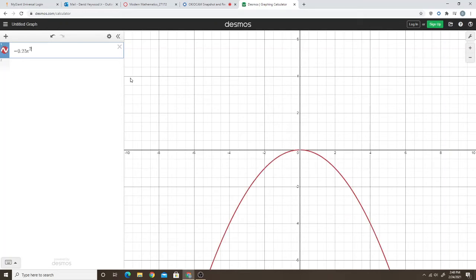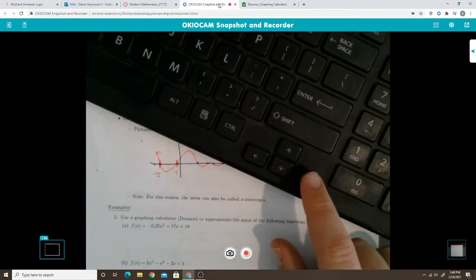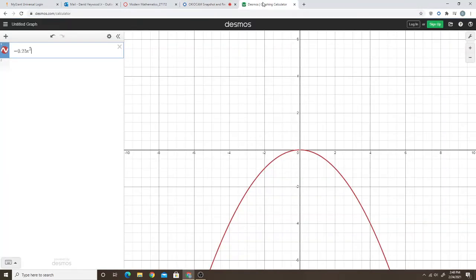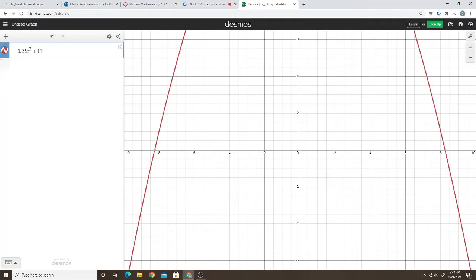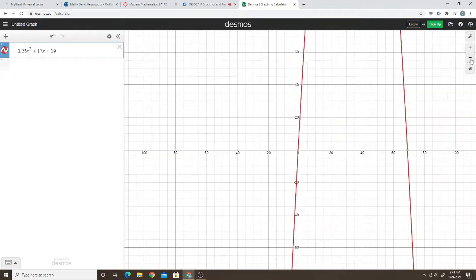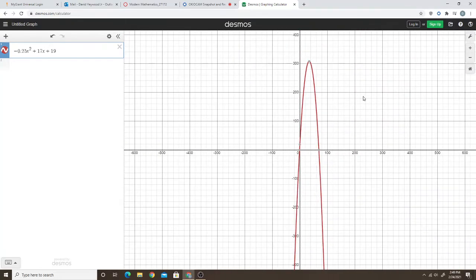So then I can call that -0.25 times x squared. And then I have to arrow over, right? So I have to arrow over to get out of the exponent. So I arrow over, and then I can say plus 17x plus 19. And ooh, you can't really see the function, but you can zoom out, right? If you come up here, you can just zoom out. And then you start to see where it kind of curves over.